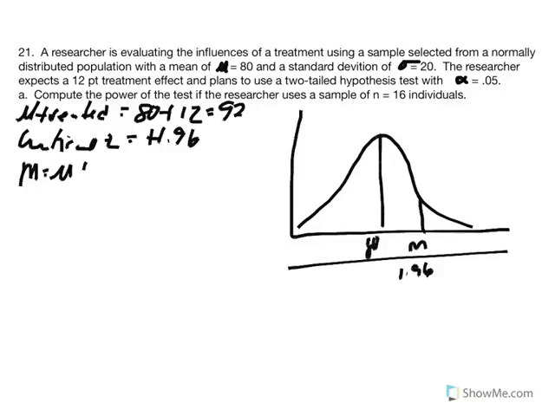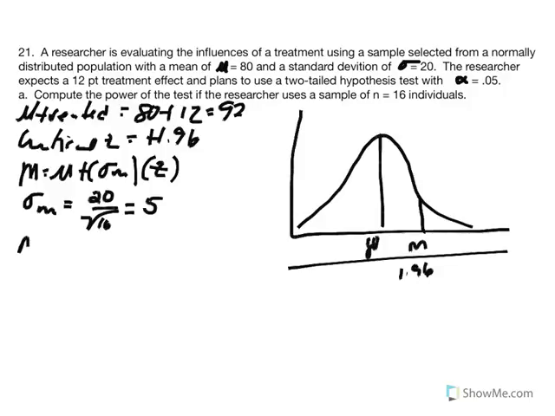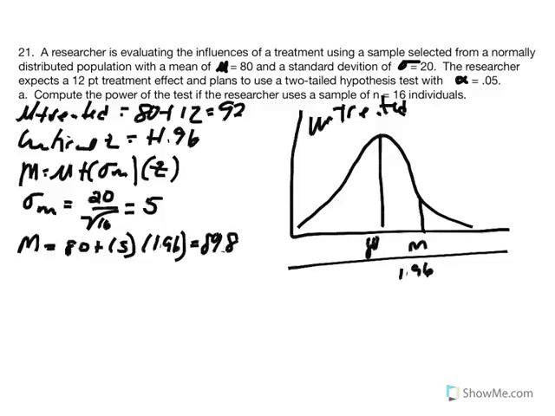M is equal to mu plus standard error multiplied by our z-score. Standard error is required. Our population standard deviation is equal to 20 divided by the square root of our sample size, which is equal to 16. So 20 divided by 4, and we get 5. So now we can solve for M. We have a mean of the untreated population equal to 80 plus our standard error of 5 multiplied by 1.96, and we get a sample mean equal to 89.8.